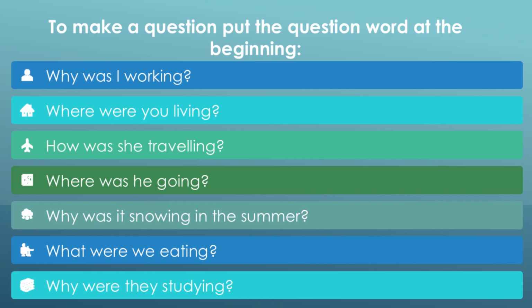To make a question, put the question word at the beginning. Why was I working? Where were you living? How was she travelling? Where was he going? Why was it snowing in the summer? What were we eating? Why were they studying?